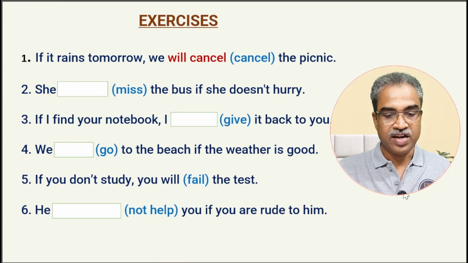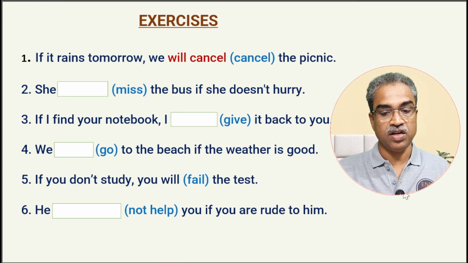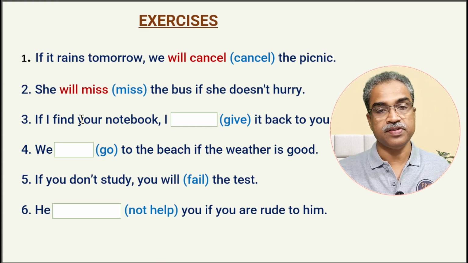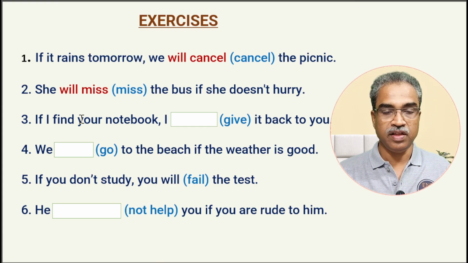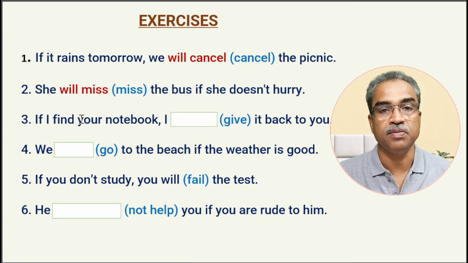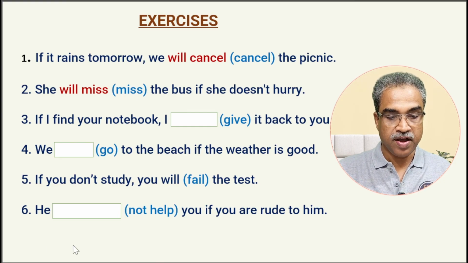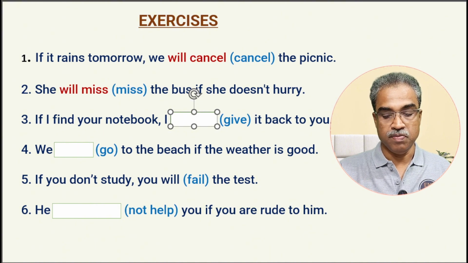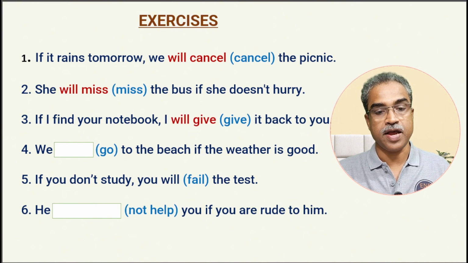Next is, she dash miss the bus if she doesn't hurry. If she doesn't hurry, does not hurry is simple present tense. We know how to frame negatives. She hurries, she does not hurry, or she doesn't hurry. So the if clause is simple present. So here the main clause should be will miss. She will miss the bus. The only thing is, we started with the main clause, and second we put the subordinate if clause. Next, if I find your notebook, dash, give it back to you. If I find your notebook, I will give it back to you.